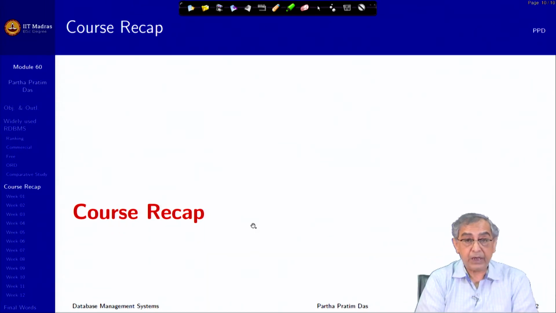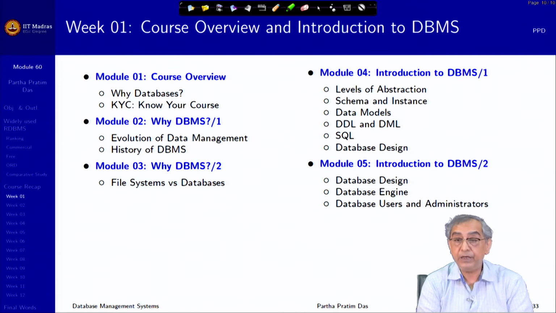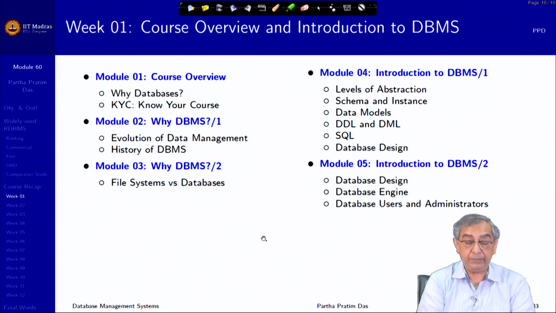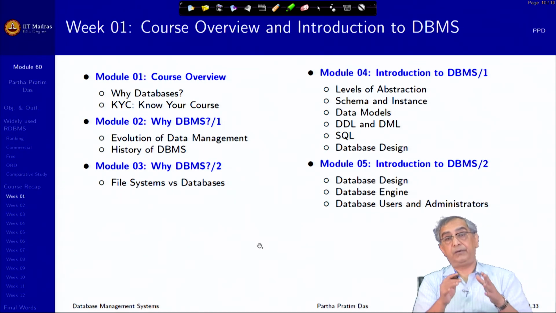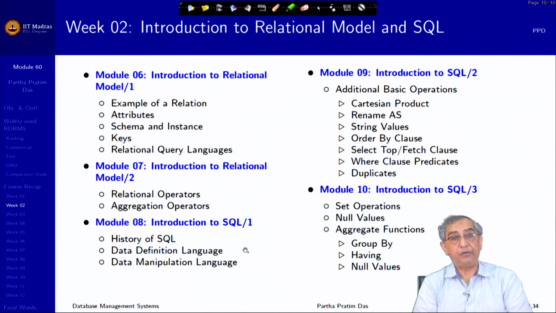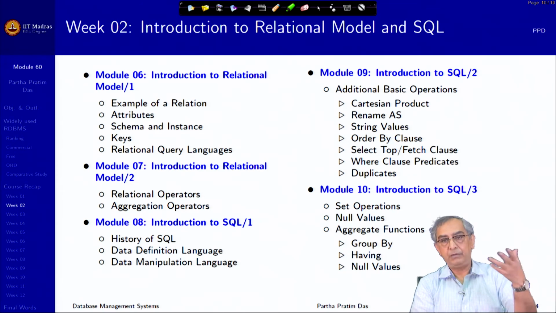Now, coming to the course recap, this is just an overall summary of what we did week wise, and in each one of them I have mentioned the key points from the 5 modules that every week had. So, in week 1 we had a course overview and we introduced the basic concept of the DBMS, why we need it as against the file system, and what are the typical database design and engine considerations. We followed it up by introducing the relational model and SQL. Relational model and SQL are kind of synonymous. That is the reason you can see that non-relational is being referred to as NoSQL, not no relational.